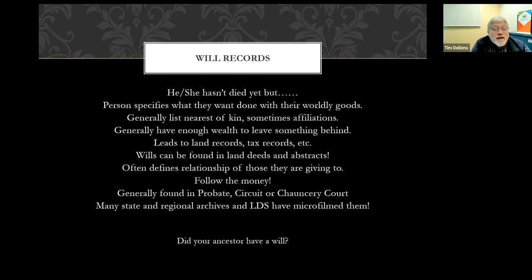Now many of these state and regional archives records are at the LDS facilities on microfilm. So be sure to look for those as well. And then lots of local places like the Missouri State Archives have been filming records county by county to be put in the state repository. So you could actually go to the state level place to look for wills for a whole bunch of counties, or you could also go online and look for them. I've gotten some wills of some of my direct ancestors in Ohio and Indiana online, just by Googling it. Again, did your ancestor have a will?